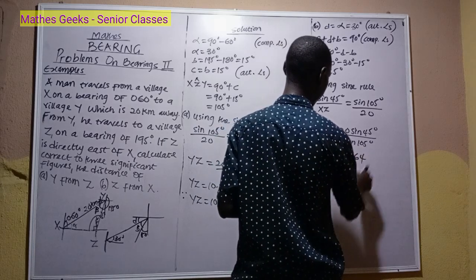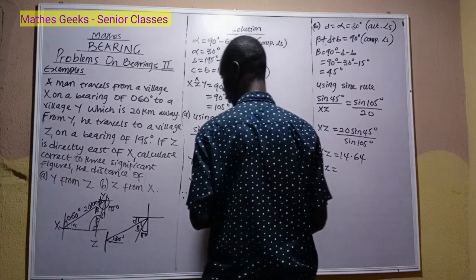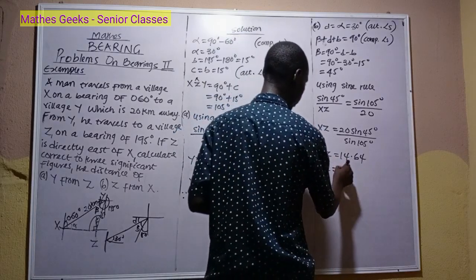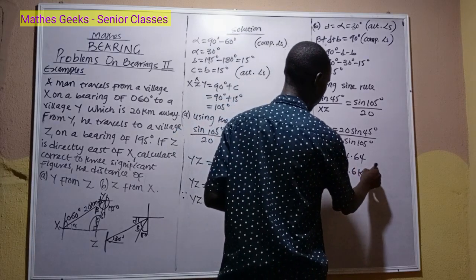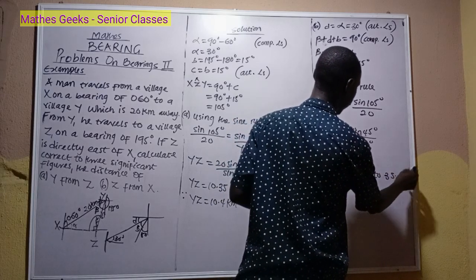14.64. So XZ is equal to, therefore, X is equal to 14.6 kilometers to three significant figures.